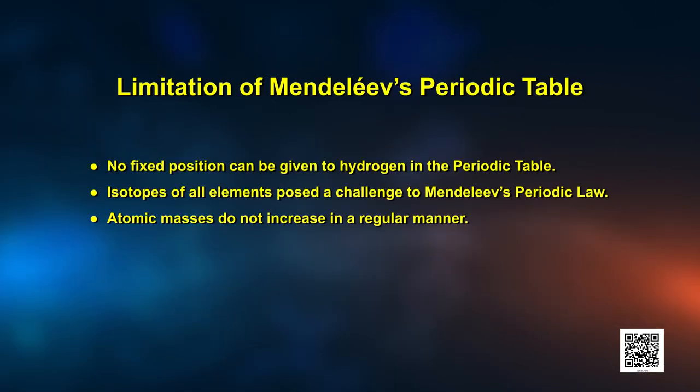Now, there was another problem. That problem was that the atomic masses do not increase in a regular manner in going from one element to the next. So it was not possible to predict how many elements could be discovered between two elements, especially when we consider the heavier elements.